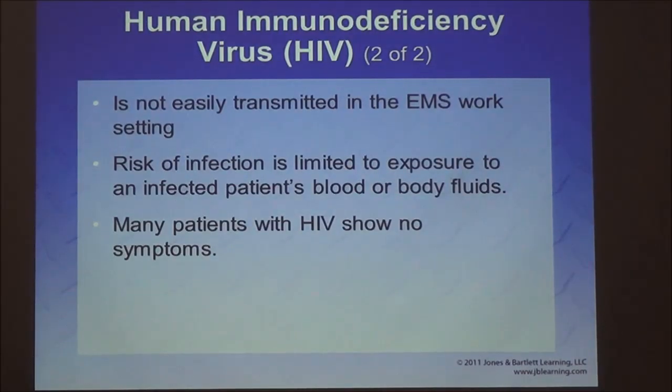HIV is not easily transmitted. It's only really done through direct contact, bloodborne or sexual contact. It only lives outside the body for about 12 seconds on average.